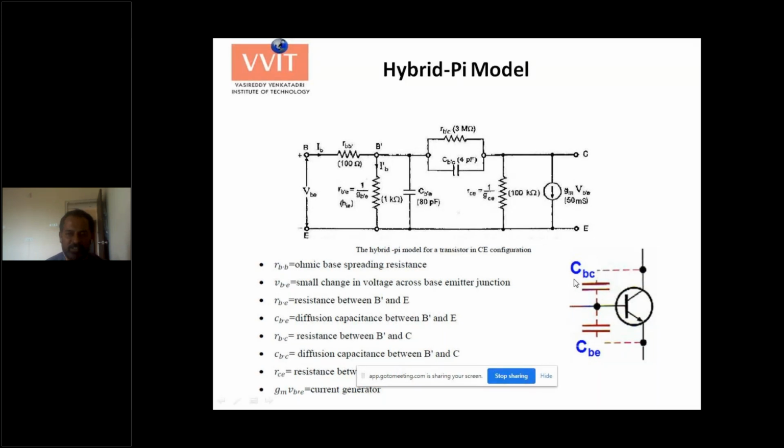Now at high frequencies, we will have inter-electrode capacitance effect. This effect is not predominant at low frequencies and mid frequencies, but these two capacitances play a vital role at high frequencies. Thus, the gain of the amplifier starts reducing due to these capacitances. Coming back to this model, there are various resistors as well as two capacitors, and there is a current source.